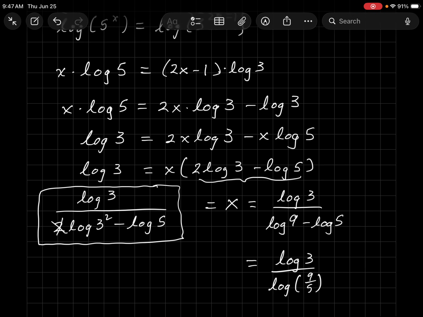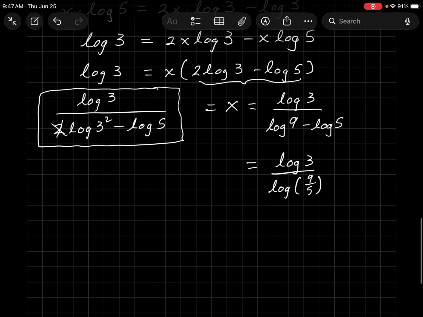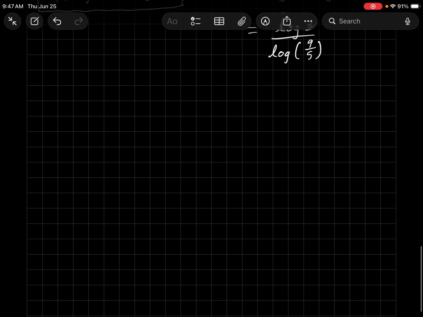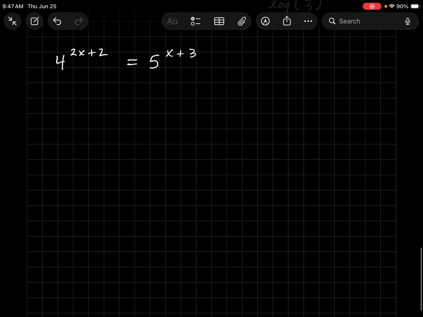And depending on how your professor or the software that you might use asks for it, just kind of put it in that form. Let's try one last problem. It's about as complicated as a problem as I would ever ask, at least of my own students. Let's do 4 to the 2x plus 2 equals 5 to the x plus 3. I don't have a common base on both sides, so I'm going to take the log of both sides.